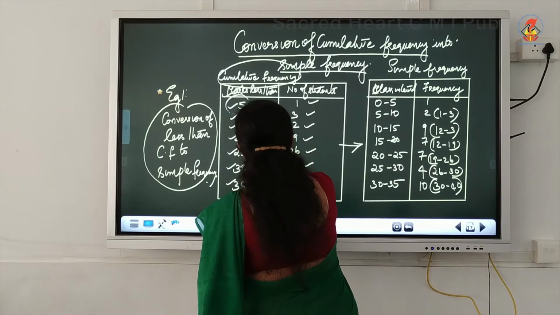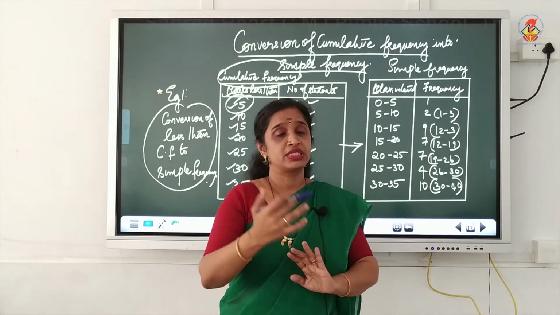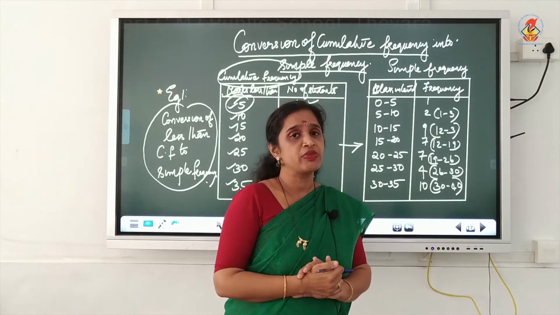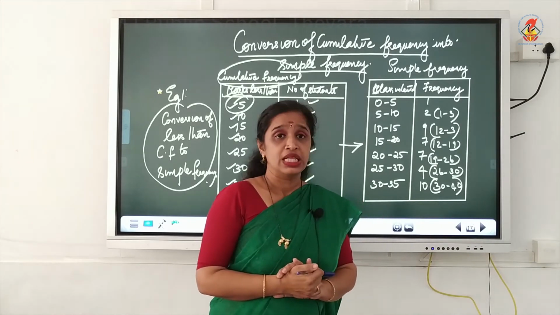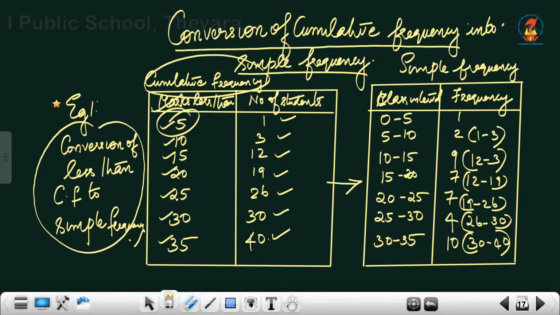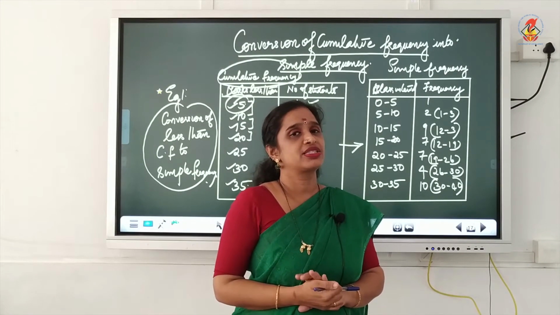Marks less than 5 means what? Which are the marks less than 5? Less than 5 should be 0 to 5. How do we frame this class interval 0 to 5? Here you can find that the difference between each and every value is 5. 5 plus 5, 10. 10 plus 5, 15. 15 plus 5, 20. 20 plus 5, 25. 25 plus 5, 30. 30 plus 5, 35. So we have the class size as 5.